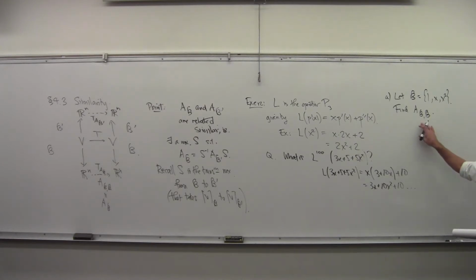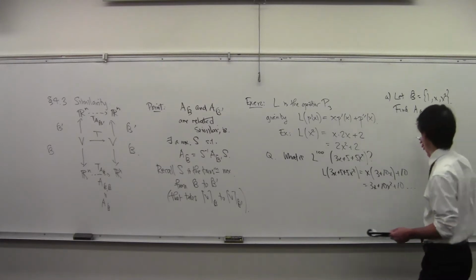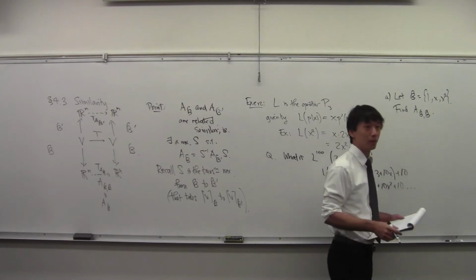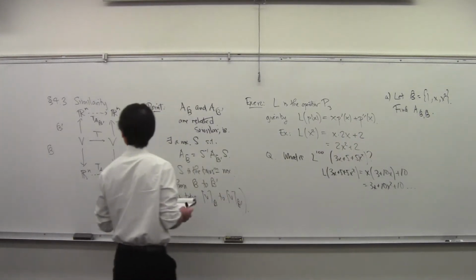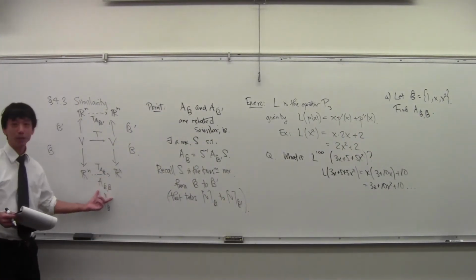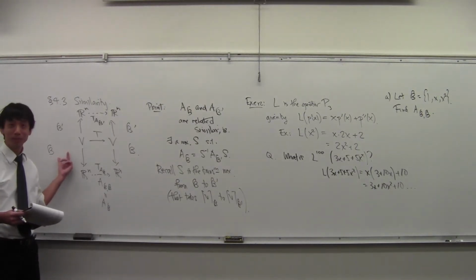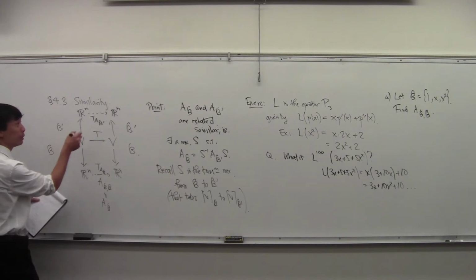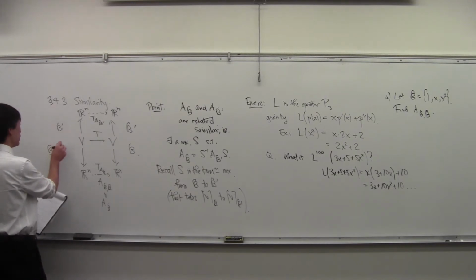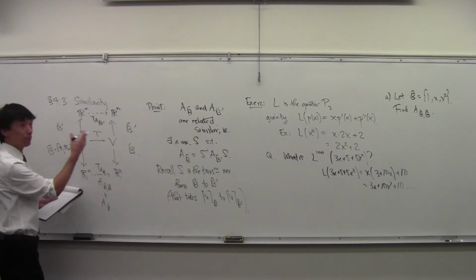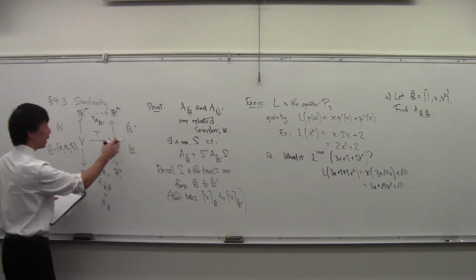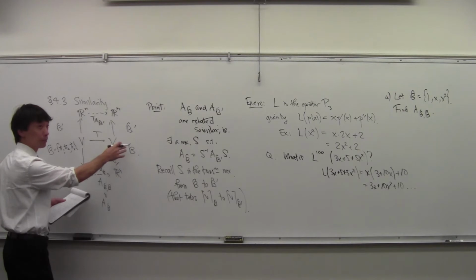Okay. Somebody want to tell me how to get the matrix representation? Remember, you take your basis, right? You take the elements of your basis. Let's call them b1, b2, b3. You map them over through L, and then what do you do with them?